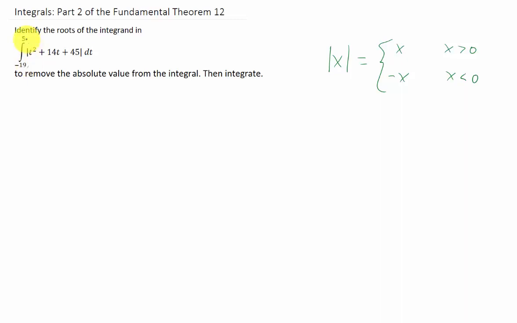We want to find this integral of an absolute value of a quadratic function. Well, we don't have a very good way to find the integral of an absolute value of a function, so we're going to split this integral up into pieces. Let's take a look and see why.